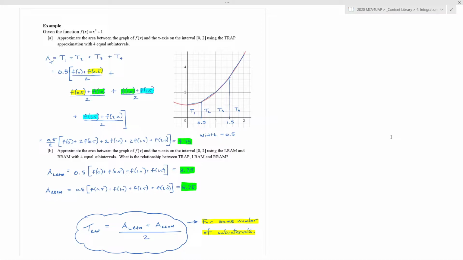Now I want to point out that kind of pattern will always happen when you're using trapezoids. So if you were using 6 subintervals, you would have still just f at 0 and f at 2.0, but then 2 times all the subintervals in between. That will always happen when you're using this trapezoidal approximation. Any questions on that?